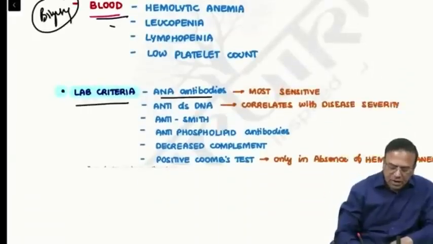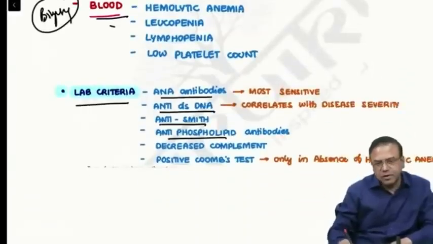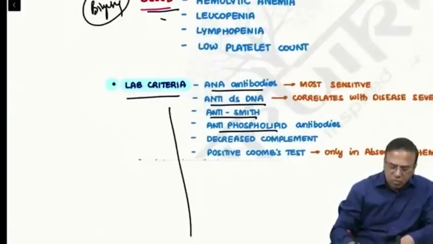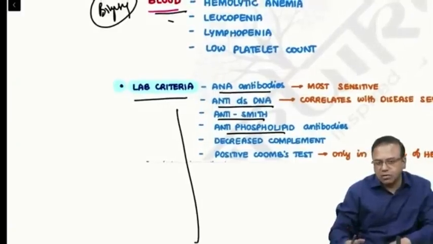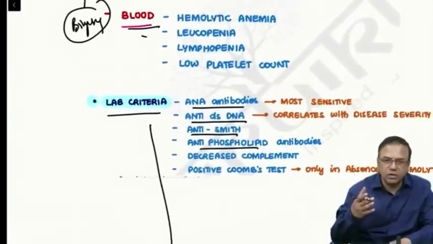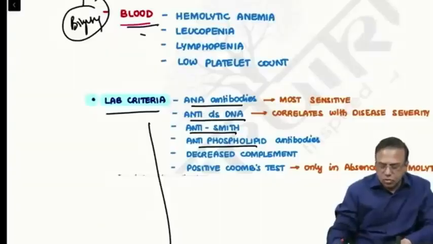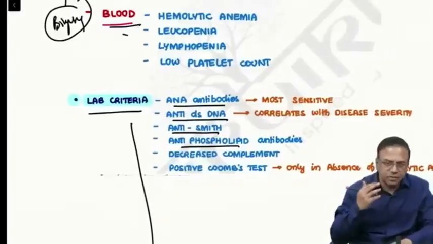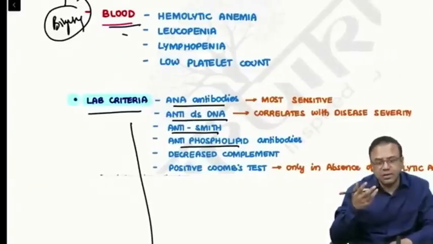Lab criteria is ANA, double-stranded DNA, anti-Smith, anti-phospholipid. Lot of patients we see in our OPD are so scared about SLE because this is not a condition that will go into remission. Lifelong they have to bear it. So sometimes people get a rash and they come running because they are scared it's SLE.